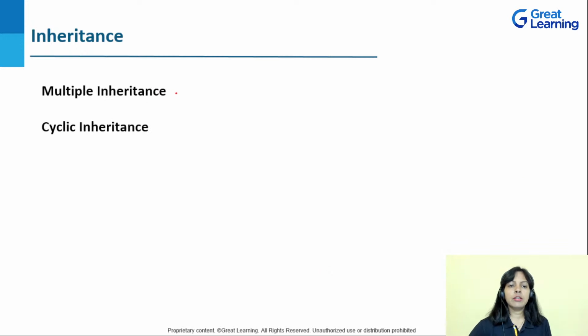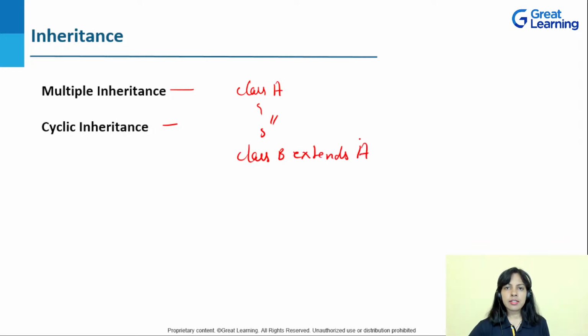Now, let's go ahead and talk about those two types of inheritance which Java doesn't support. That is important to know. The others, fine, you can implement. But multiple inheritance and cyclic inheritance are two types of inheritance which Java doesn't support. Now, what is multiple inheritance? Class A has certain methods here. If class B extends class A, that is single inheritance. If there is, suppose, one more class, class C, which has its own code, and class B extends A, C, this is called multiple inheritance.